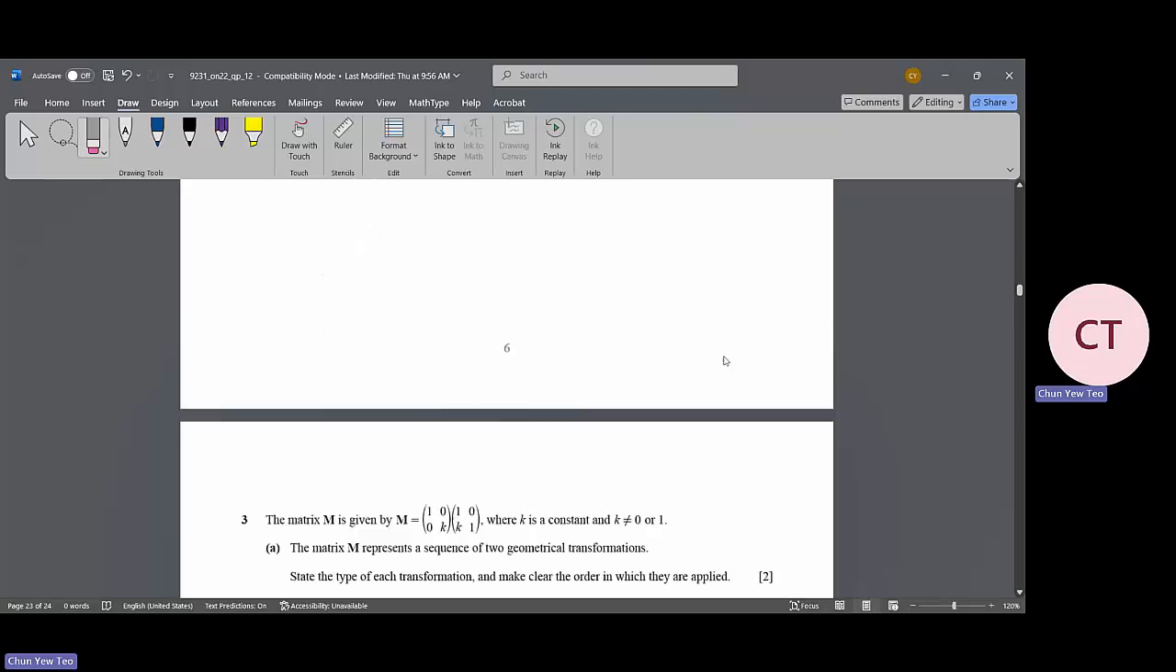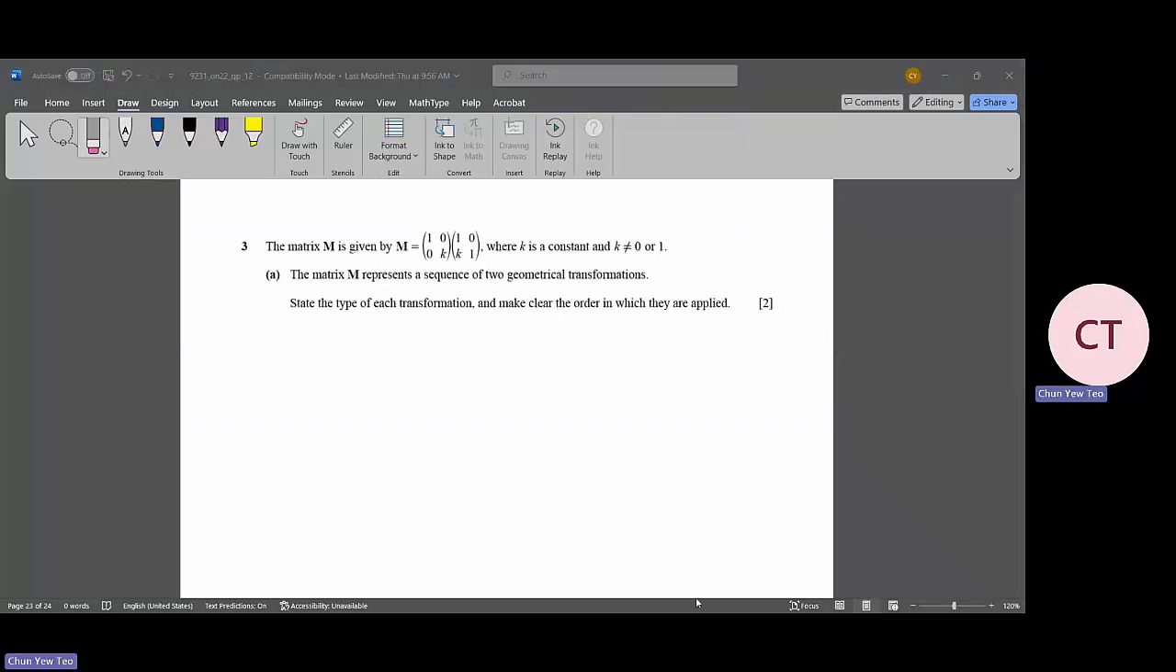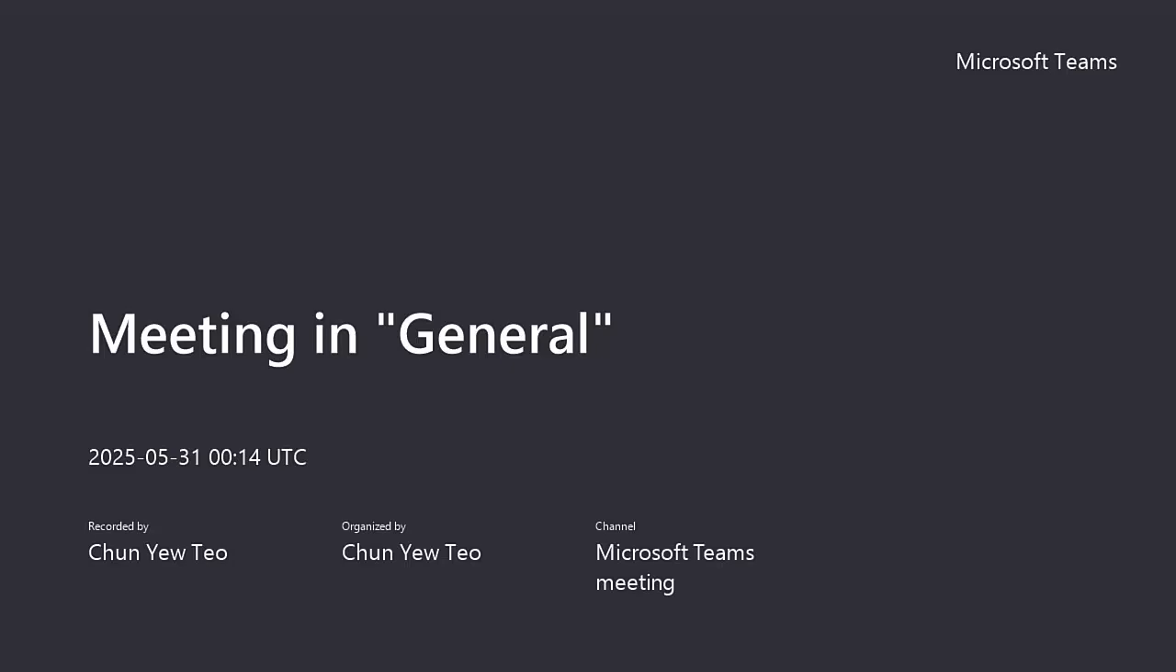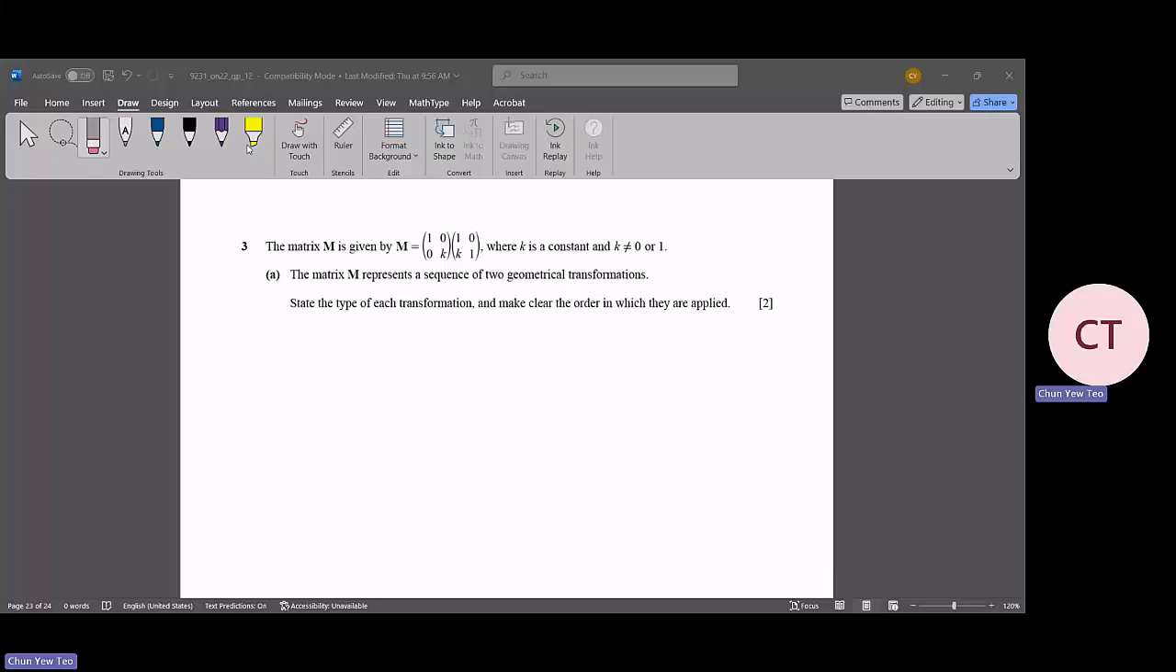And moving on, we have question number 3. Have a matrix M. The M is a product of two different matrices over here, where the K is a constant and K not equal to 0 or 1. The M represents the sequence of the two geometrical transformations. State the type of each transformation and make clear the order. Okay, they want the order to be clear. Make clear the order in which they are applied.